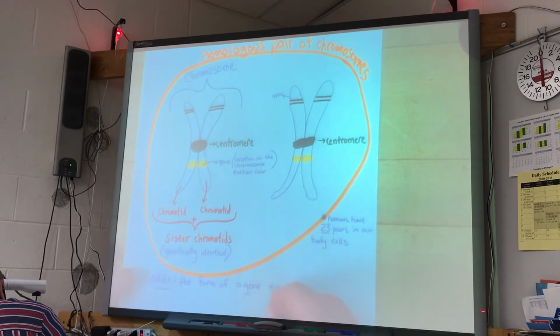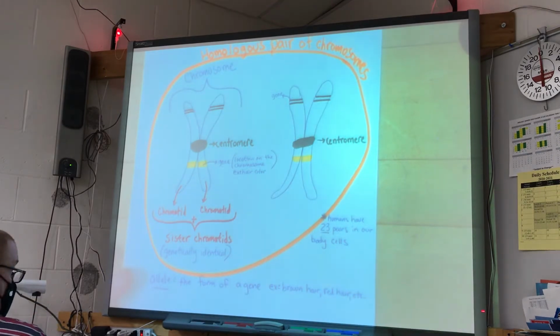It's possible that your mom passes on the same allele as your dad, but it's also possible that they pass on different alleles. In the homologous chromosomes, the alleles may be the same. However, they may be different. The alleles might be the same, however, they might be different.